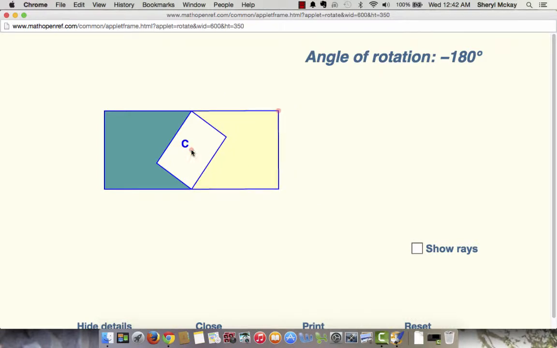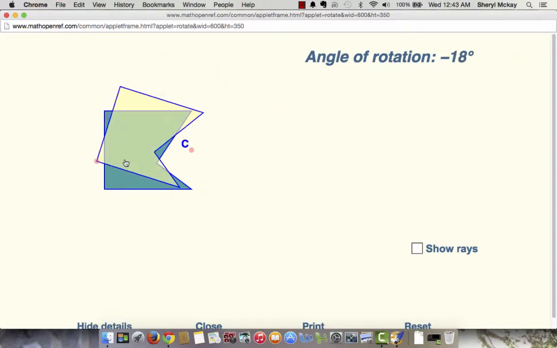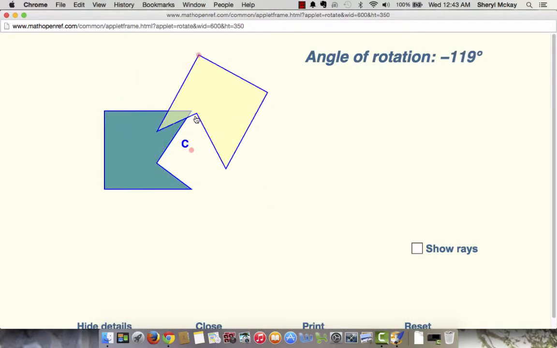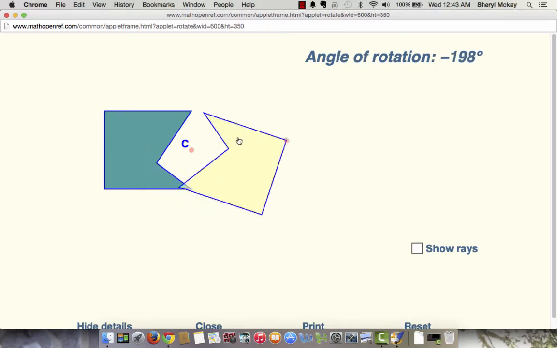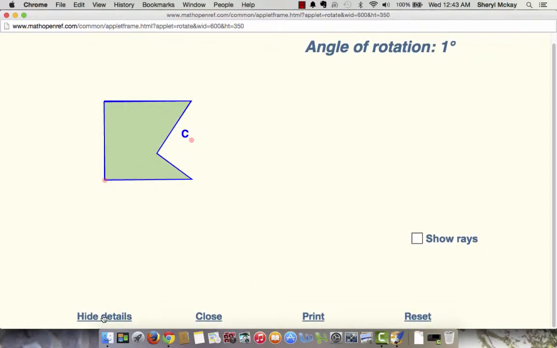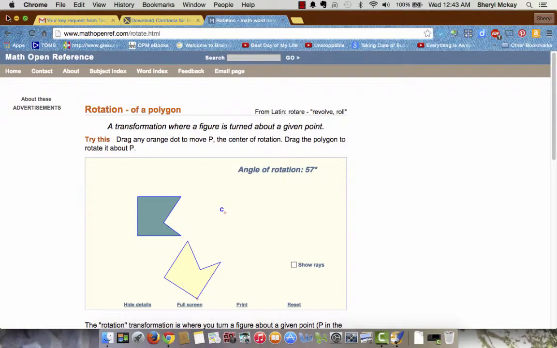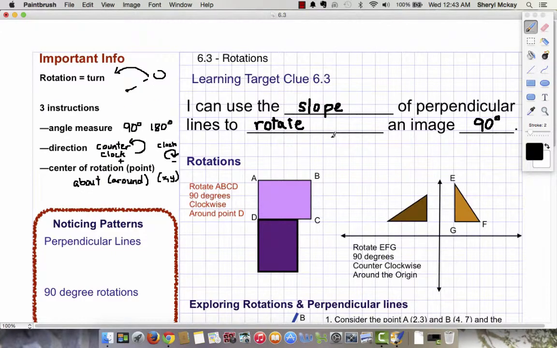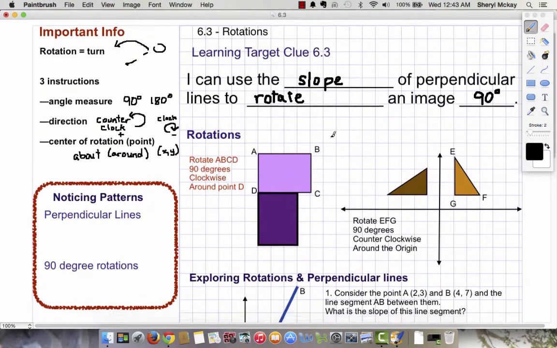So there's lots of fun things to play with, and I want you to spend some time doing that, all right? Make sure that you go to this website and just play around with the whole idea of rotating images. So go ahead and pause it, play around at this website, and then when you're ready, come back, okay? All right. Okay, so hopefully you had a chance to play around a little bit.